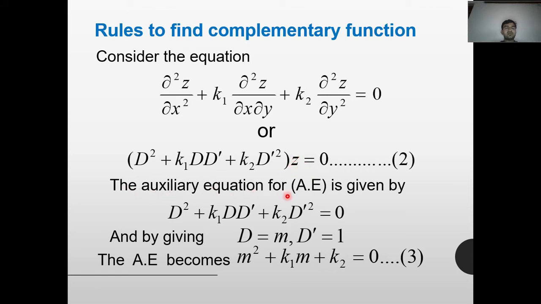We have to find the general solution z. Here the auxiliary equation for the given equation is obtained by putting D equal to m and D' equal to 1. So we get the auxiliary equation m² + k1 m + k2 is equal to 0. This is the auxiliary equation.